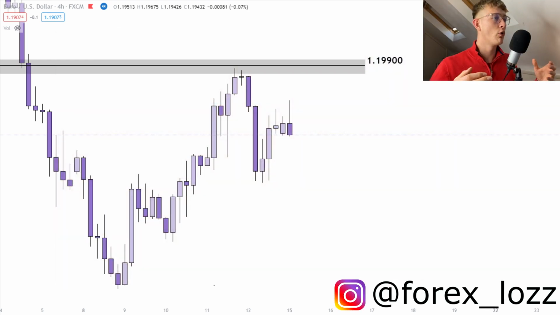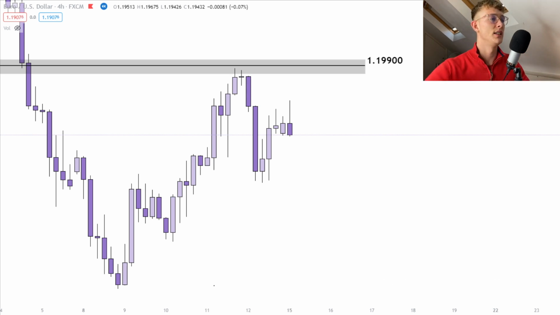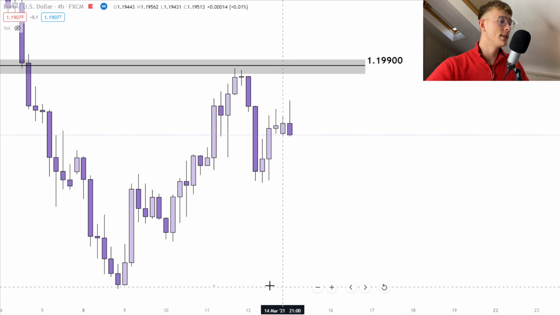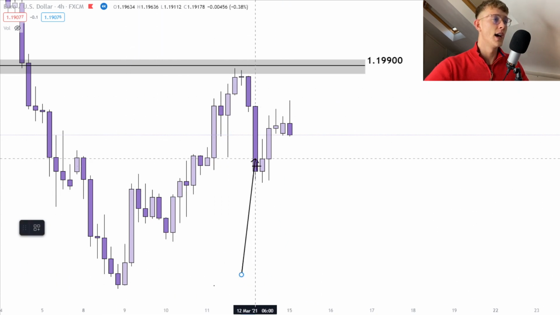So let's break down Euro US dollar, okay? Let's take a look at the price action, let's take a look at the structure and what it's actually telling us, right? So we can see here, okay, that we made higher highs, higher lows, higher highs and higher lows.